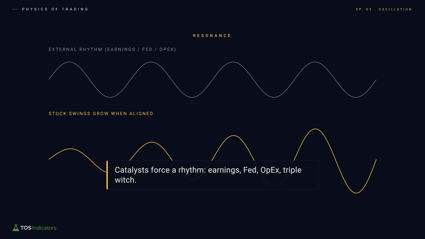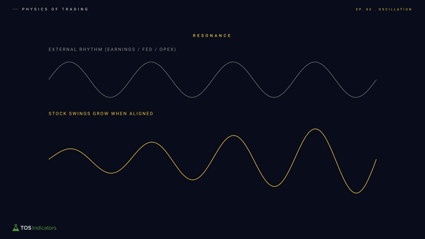Markets have these natural frequencies as well. Again, this is where you have the catalysts that are baked in, things like earnings cycles, even Fed meetings, monthly options expiration periods, triple witching Fridays. These external rhythms can amplify a stock's swings or kill them depending on where you are in the cycle.